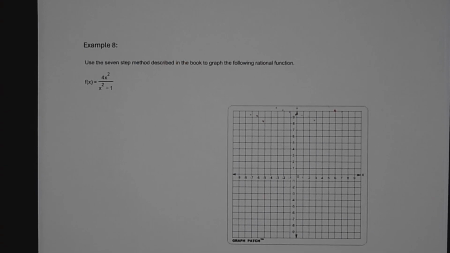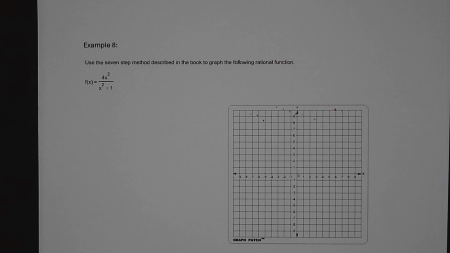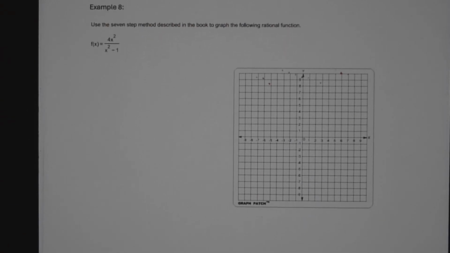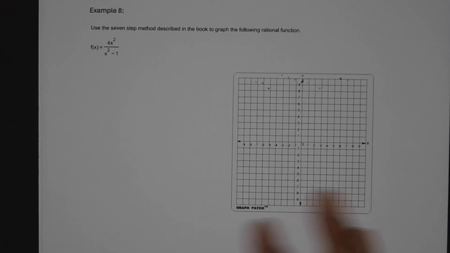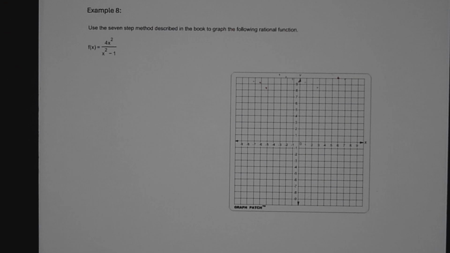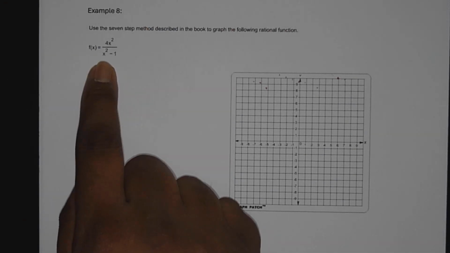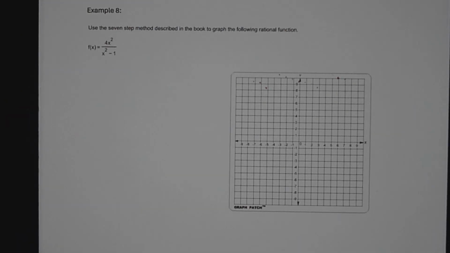All right, in this video, I need to go over example 8 that I didn't get a chance to finish in class. Here we're talking about the 7-step method of graphing a rational function, and we use that 7-step procedure for this function, f of x equals 4x squared divided by x squared minus 1.